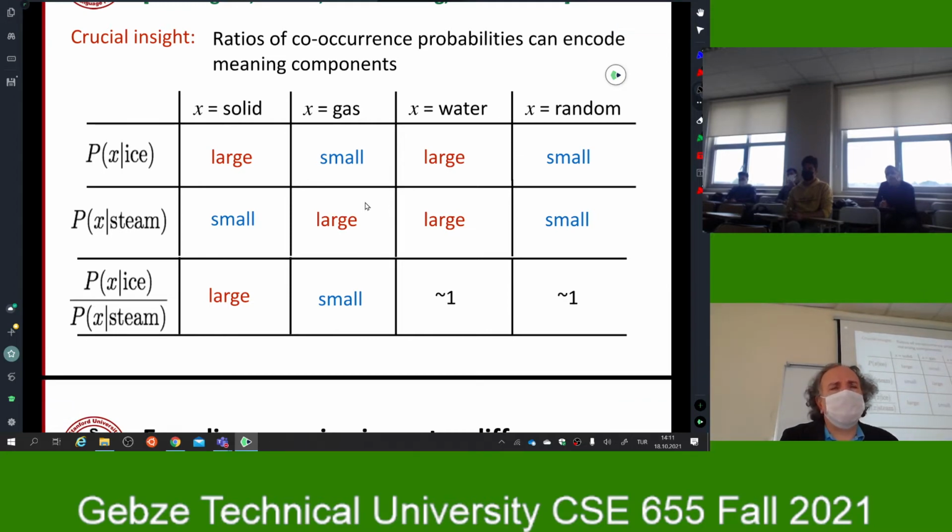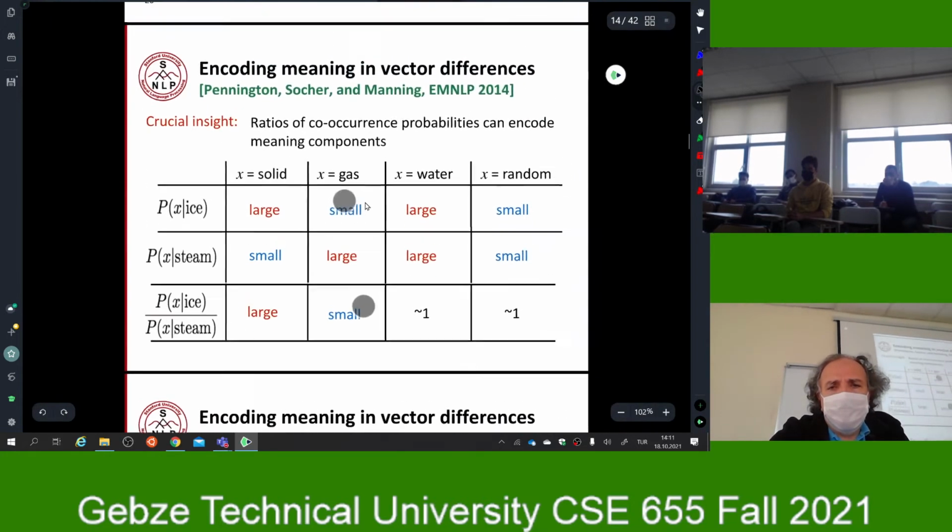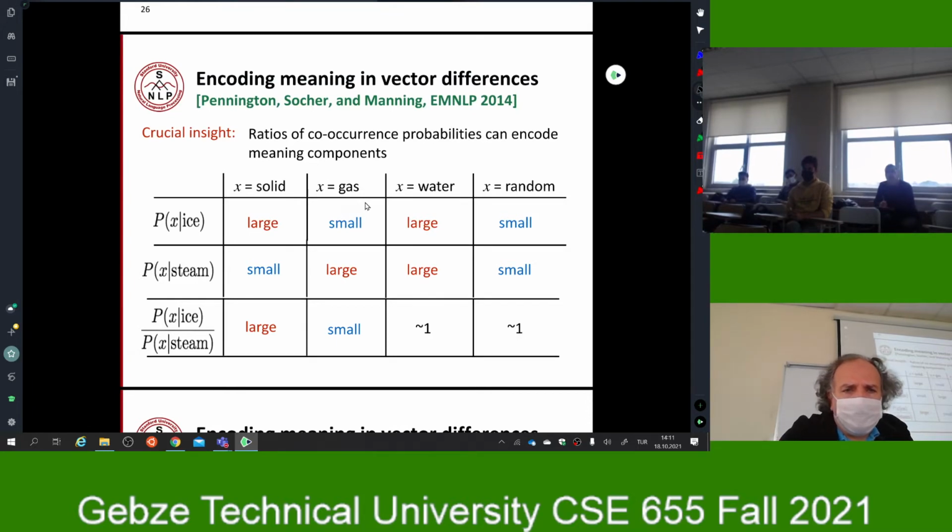So I am trying to relate these two words by looking at a third word. Ice and steam. I can calculate the co-occurrence of ice and steam. That's fine. But I like to do more than that. I like to look at the co-occurrence of ice and steam over the solid, gas, water, or random. In a way that I like to do something like this.